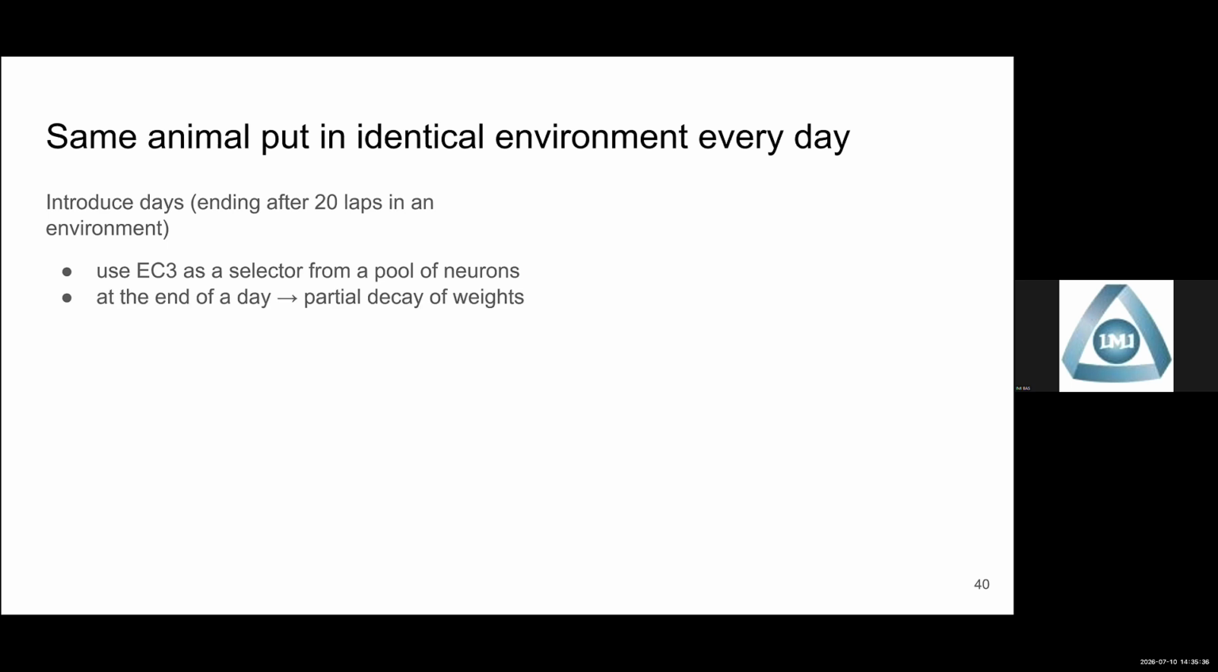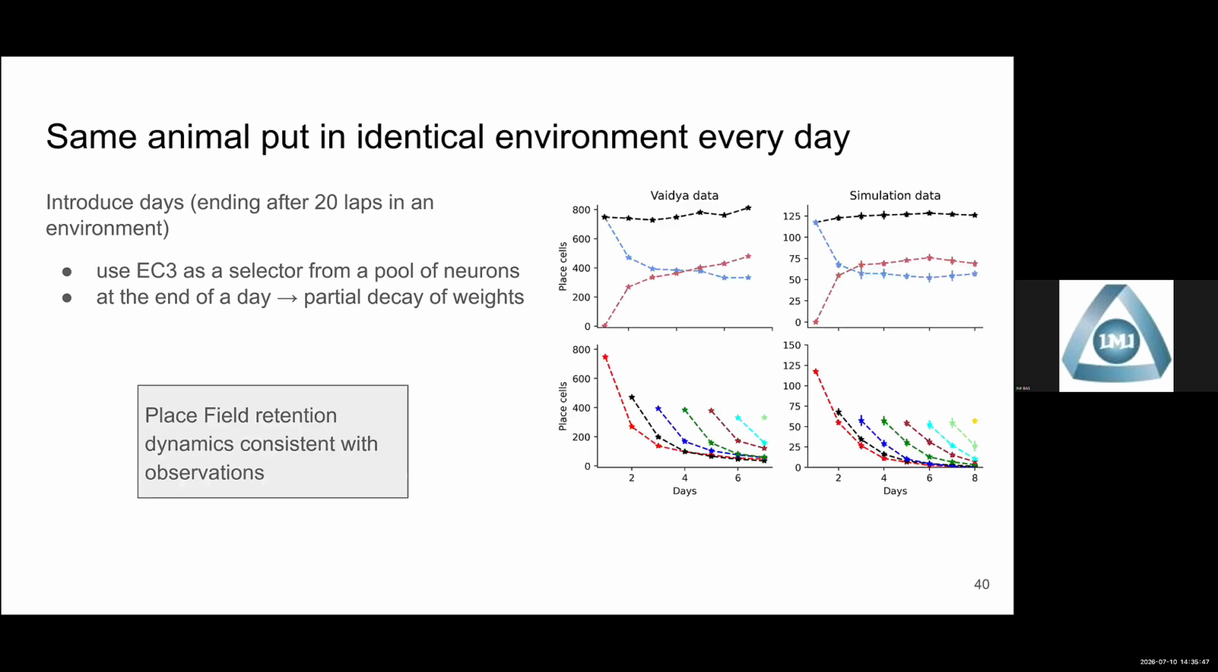And at the end of each day, there's a partial decay of the weights, right? The weights decay, presumably due to the mouse being in a different environment and having a depressive effect. Maybe the weights just decay back to a baseline anyway. So this we don't know.